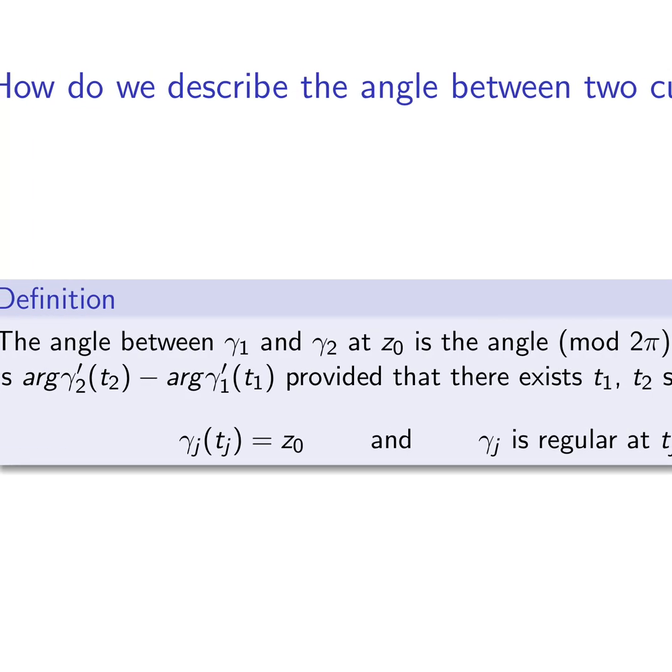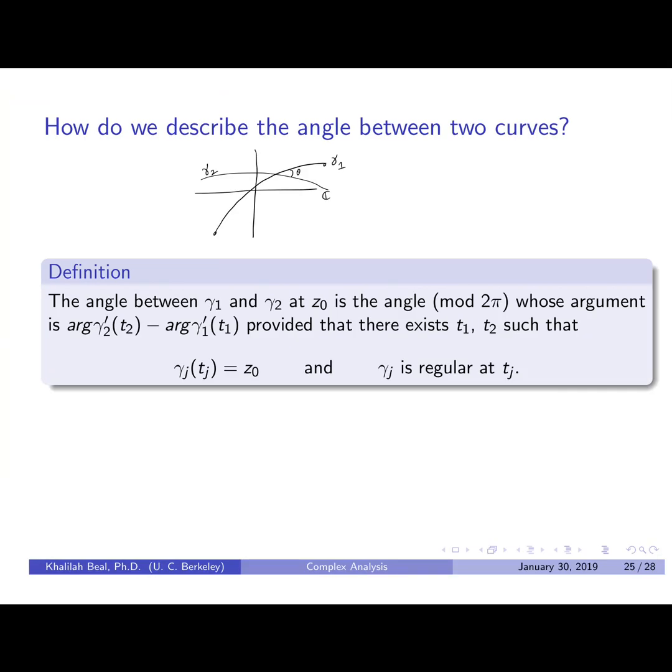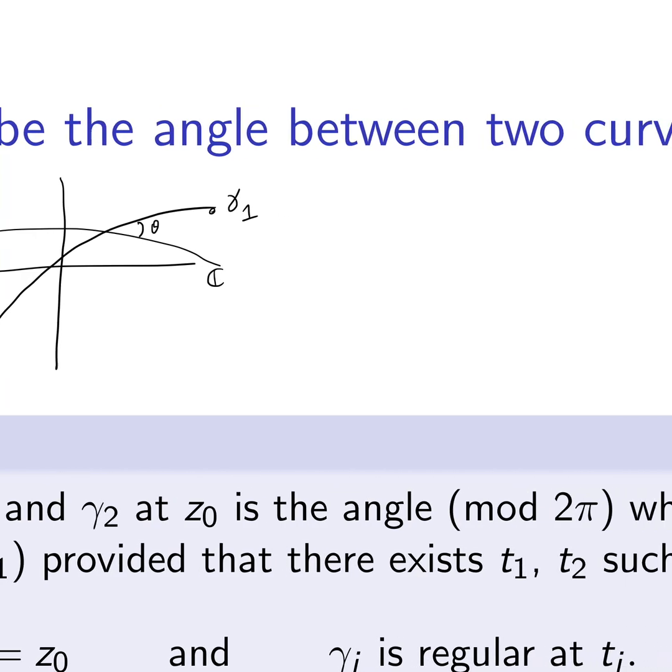We want to be able to describe, say, now this is C, okay? So this is a complex plane. Maybe from here to here is gamma 1, and say from here to here is gamma 2. Okay, now we want to describe that angle. Right, so how do we describe the angle between two curves?